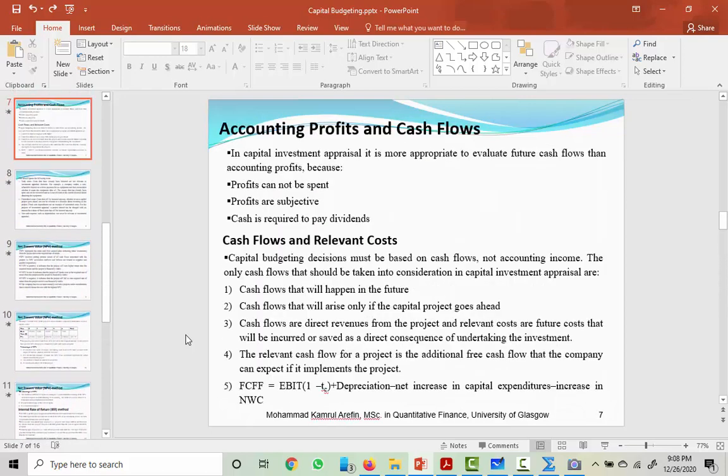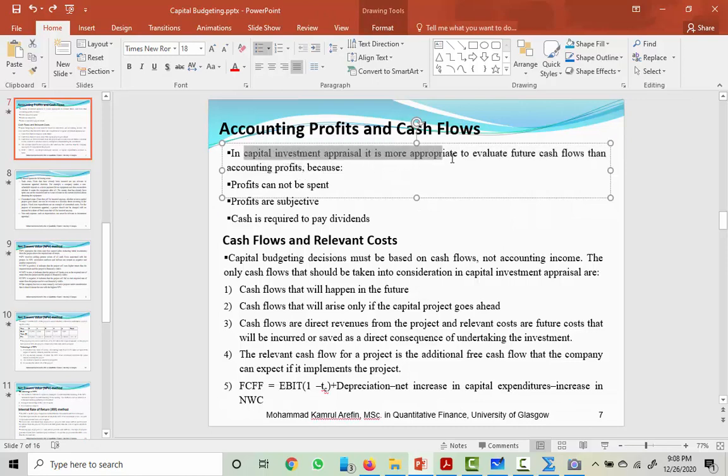Now, what cash flows should we consider in project evaluation, and what is the difference between accounting profit and cash flows? In capital investment appraisal, it is more appropriate to evaluate future cash flows than accounting profit because profit cannot be spent. For example, you have sold $100,000 amount of goods, and your profit margin is 10%.